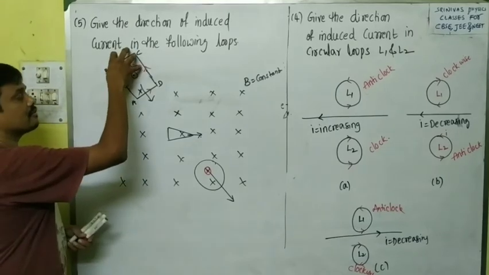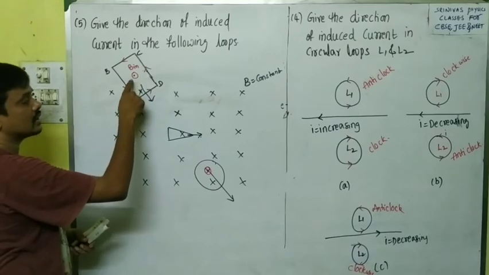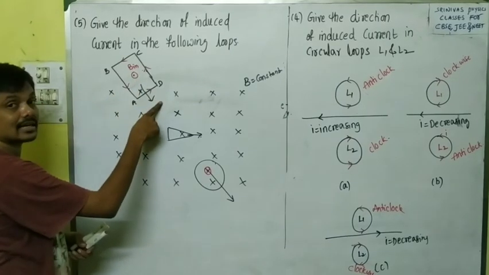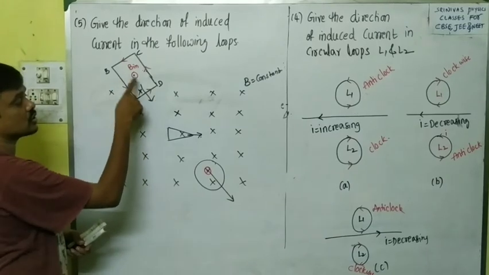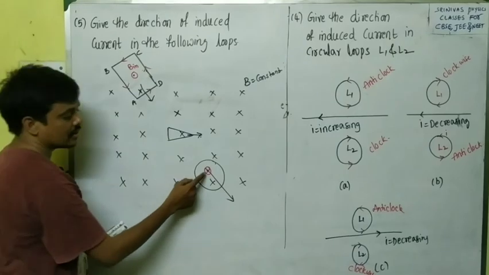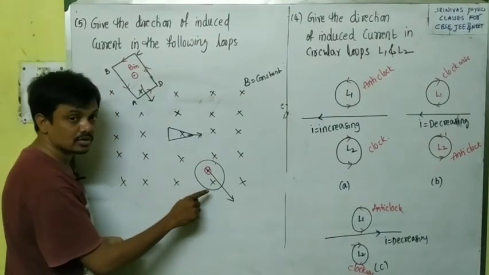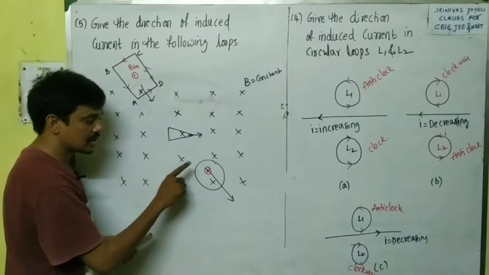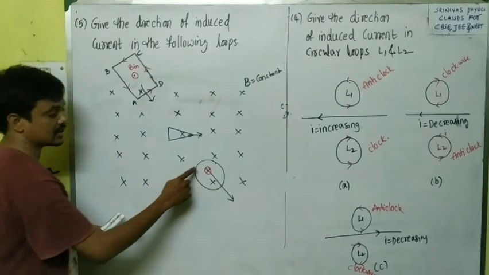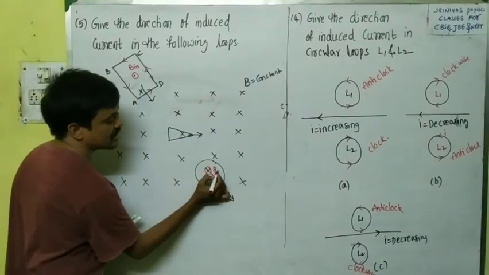When the loop enters, what happens? The field increases, the flux increases, and that should be opposed. That means an opposite field should be generated. And here, when it is moving outside, the flux decreases. Decrease should be opposed, which means we should support it, right? A field in the same direction will be generated. The same direction means cross. So the induced field is cross.